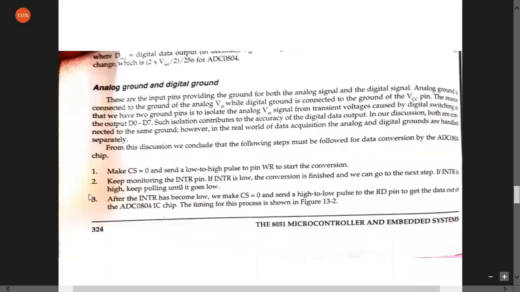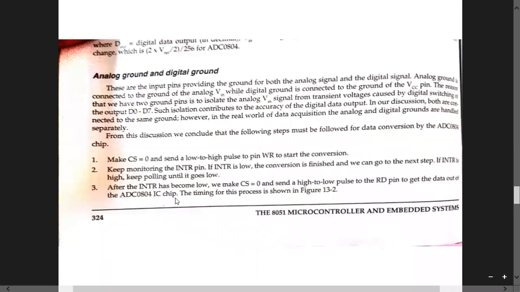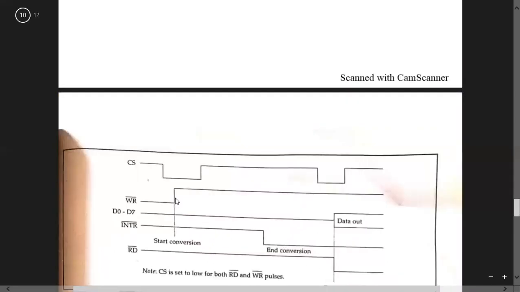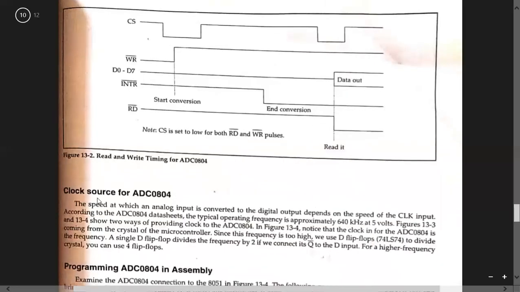So for the ADC conversion, there are certain steps to be followed. Can you see the screen? I'll make it a little bigger. The first step is make CS is equal to 0. CS is nothing but the clock source. They have written the clock source in short form as CS.